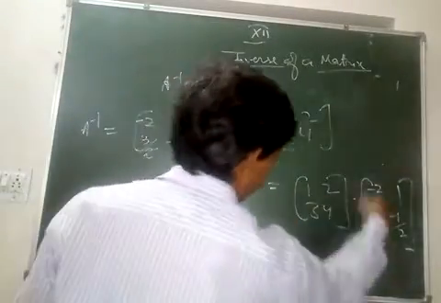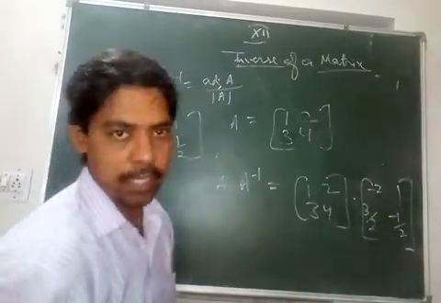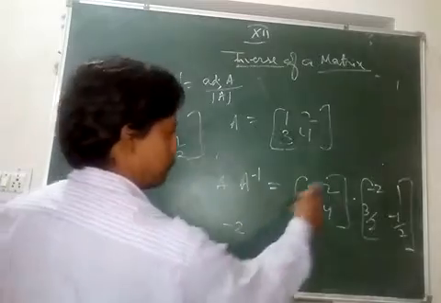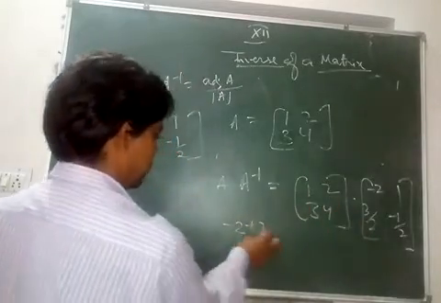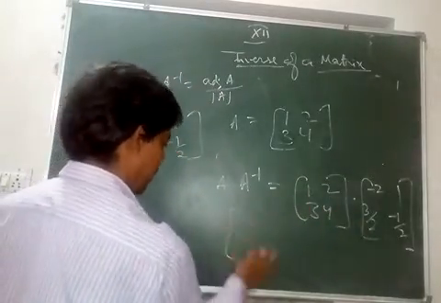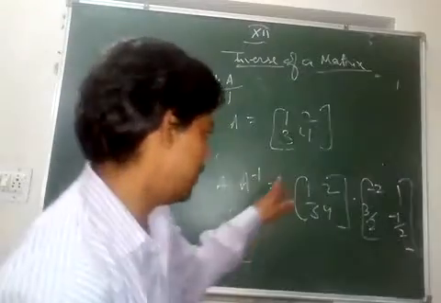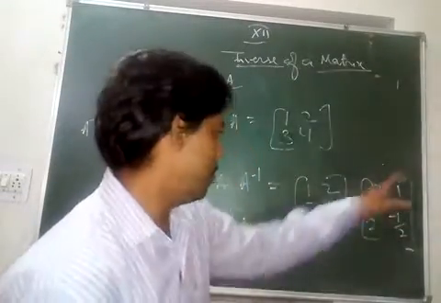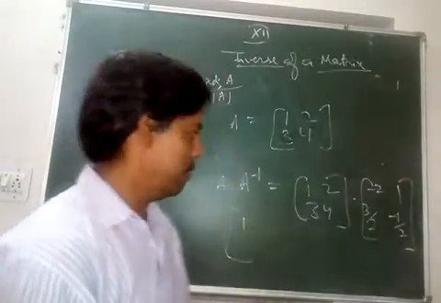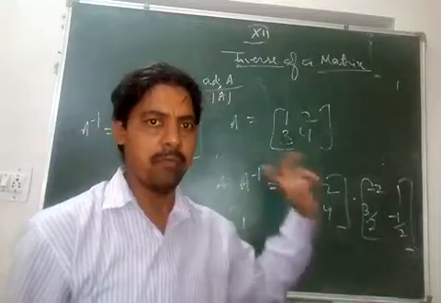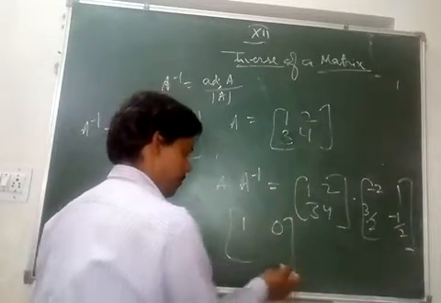You will get first row into first column. So 1 into minus 2 is minus 2, and this is plus 3. So 3 minus 2 is 1. So you will get 1. Multiply first row by second column. 1 into 1, 2 into minus half. So 2 into minus half is minus 1. 1 minus 1 is 0.